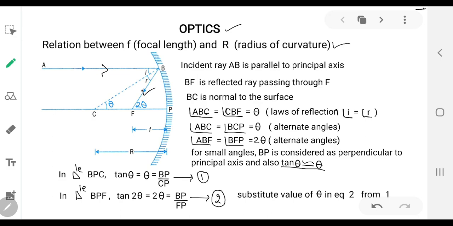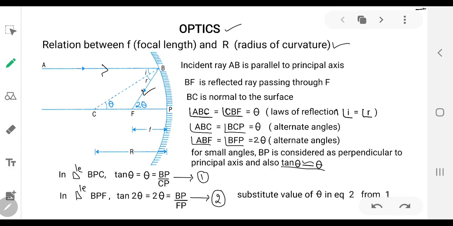And to measure angle I and R, the angle of incidence and angle of reflection, we need the normal to the surface, because the angle of incidence is the angle between the incident ray and the normal to the surface, and the angle of reflection is the angle between the normal to the surface and the reflected ray. Now what is the normal to the surface? It is a perpendicular line drawn at the point of incidence. B is the point of incidence, so we have to draw a perpendicular line at the point B.